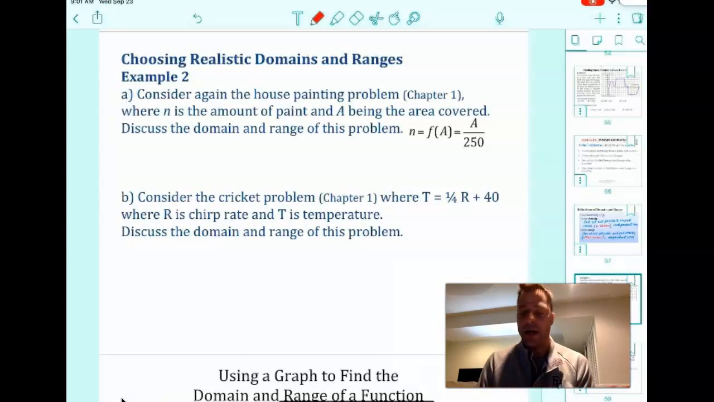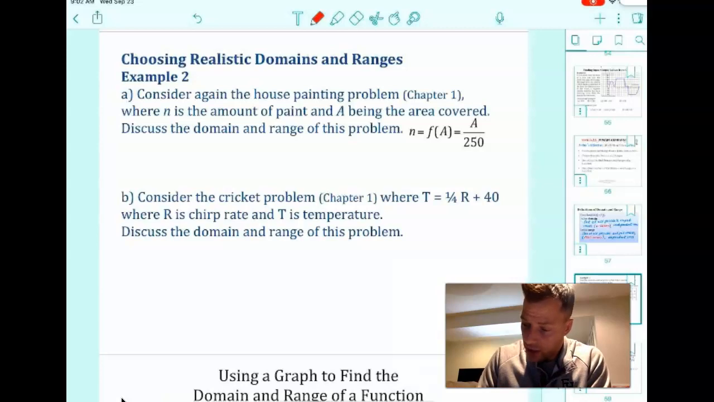So consider the house painting problem that we did in chapter 1. Remember, a gallon covers 250 square feet of a room. N is the amount of paint, and the area was the amount of the house being covered. Discuss the domain and range. So the number of gallons depends on the size of the house. So N is our range. If I wanted to start with range, I could.